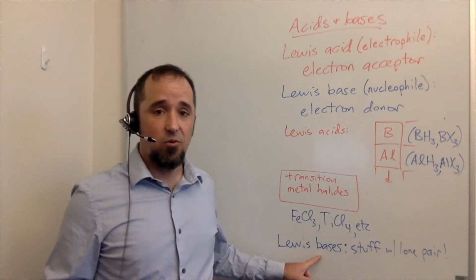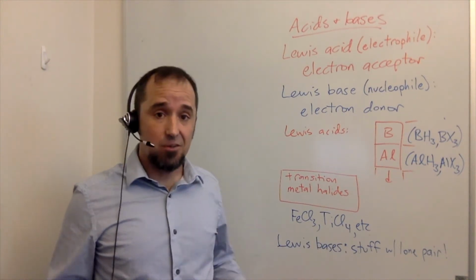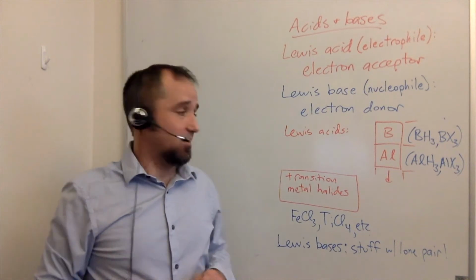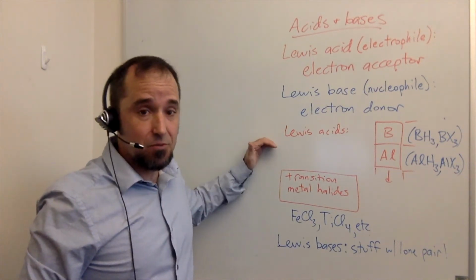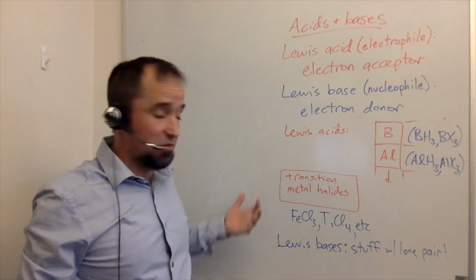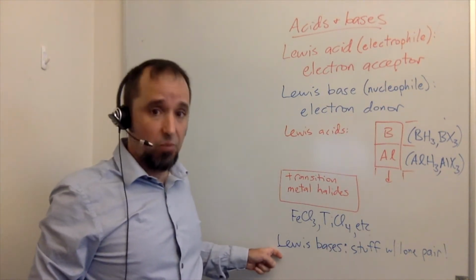Lewis bases, it's a little bit easier. All we're really looking for is, does it have a lone pair? If it has a lone pair, it can use that lone pair to go make a bond, right? Three dimensions, make a bond. Okay, so again, Lewis acids, electron acceptors, often boron and aluminum, sometimes metal salts. Lewis bases, stuff with a lone pair.